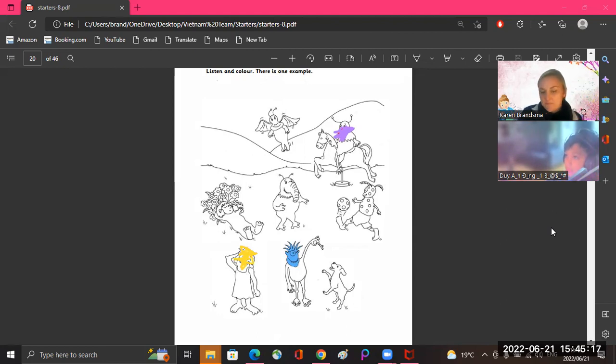Three. What now? Can you see the monster with the football? Oh, yes, I can see him. He's kicking the football. Color his head red. Okay, his head is red now.